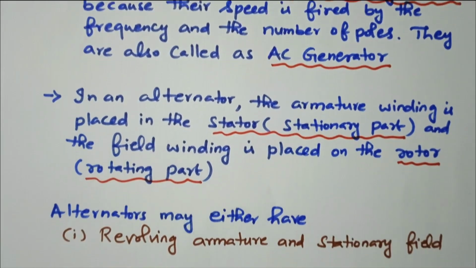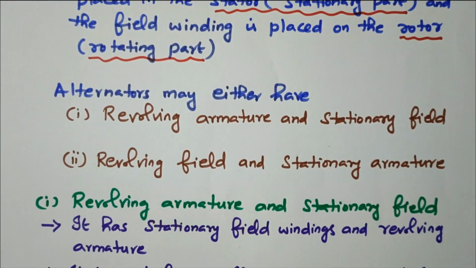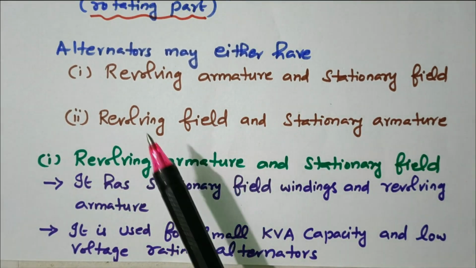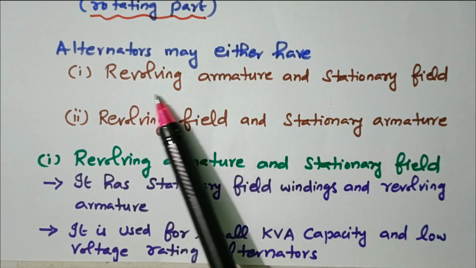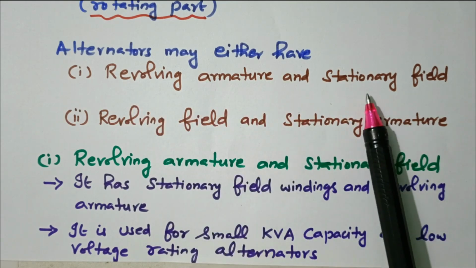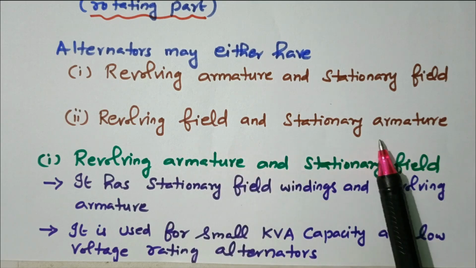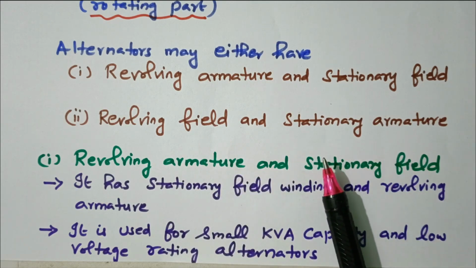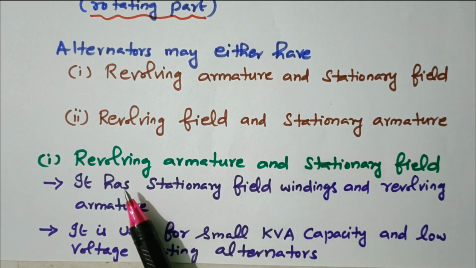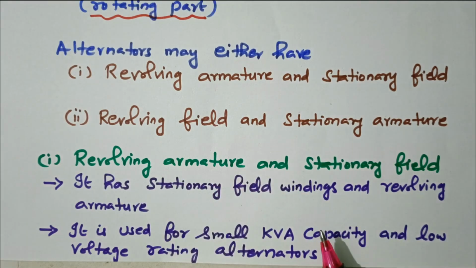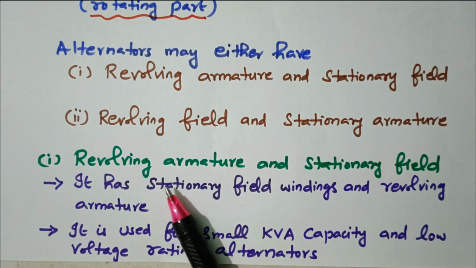Now we'll see the two major types of alternators available. Alternators may either have a revolving armature and stationary field, or a revolving field and stationary armature. Both have a lot of advantages. First, the revolving armature and stationary field: it has a stationary field winding and revolving armature. It is used for small kVA capacity and low voltage rating alternators, right?